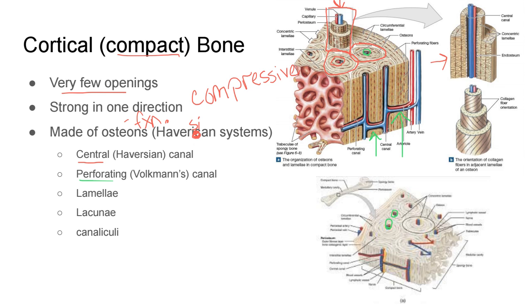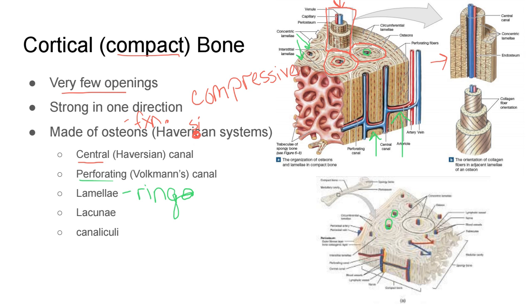The lamellae are going to be the rings. So as you're looking at your diagrams and you're seeing this ring pattern here, the lamellae are those rings. So each one of these rings is considered a different lamellae. Okay? And then within the lamellae, you're going to see these small little openings.